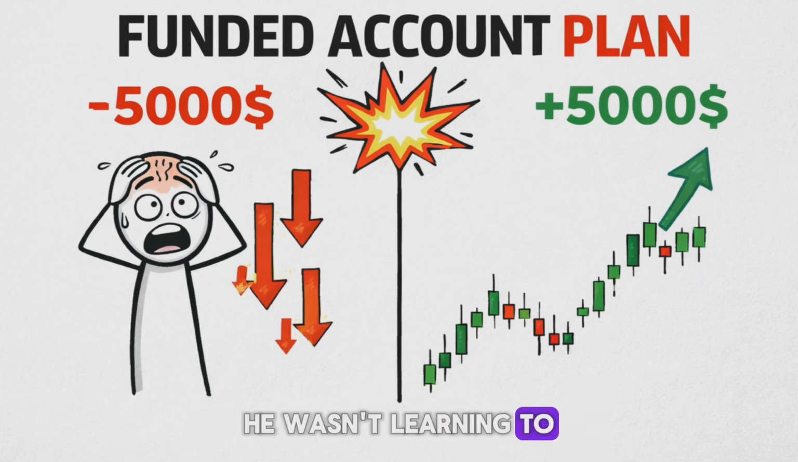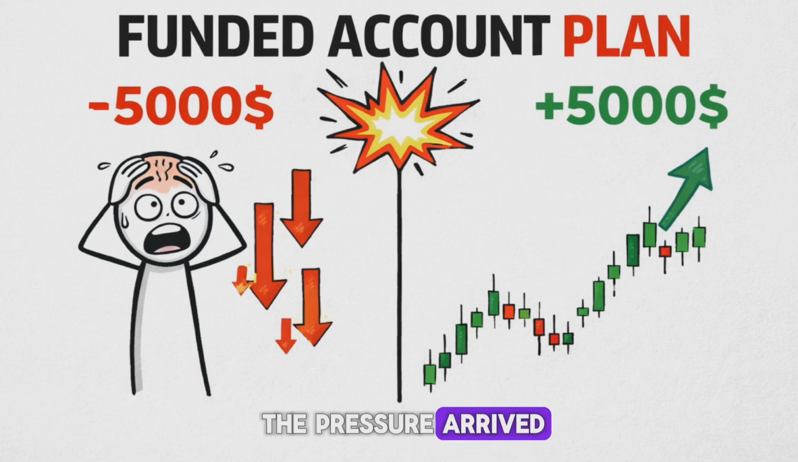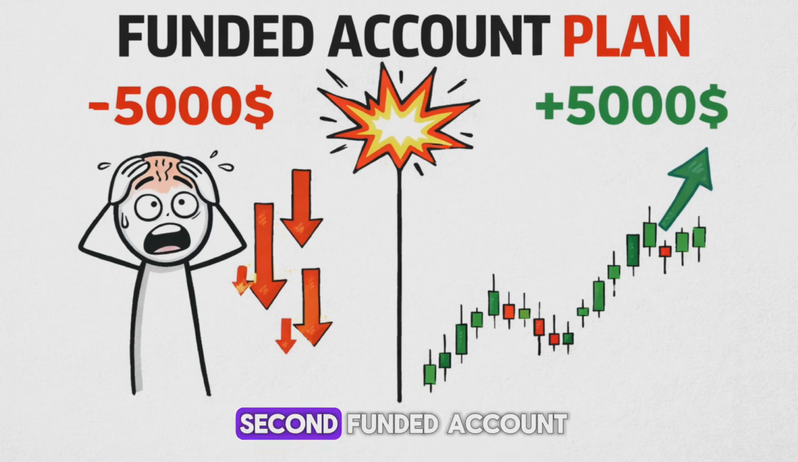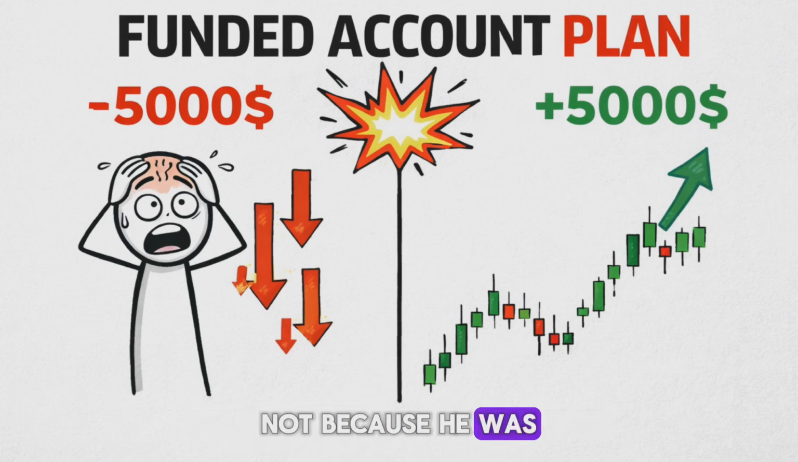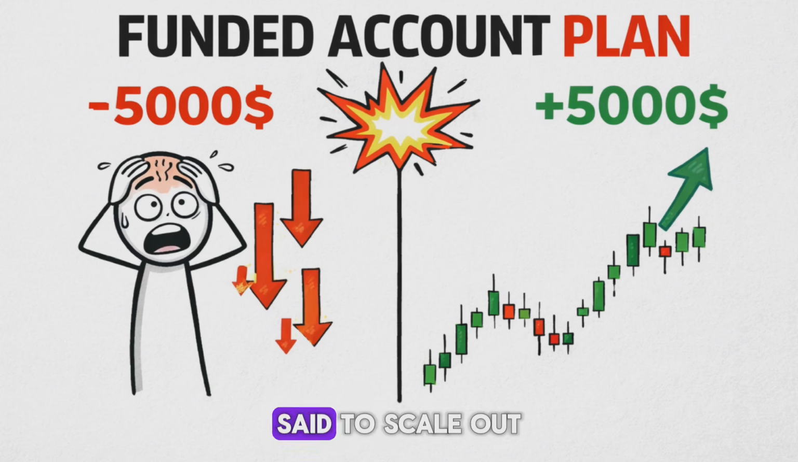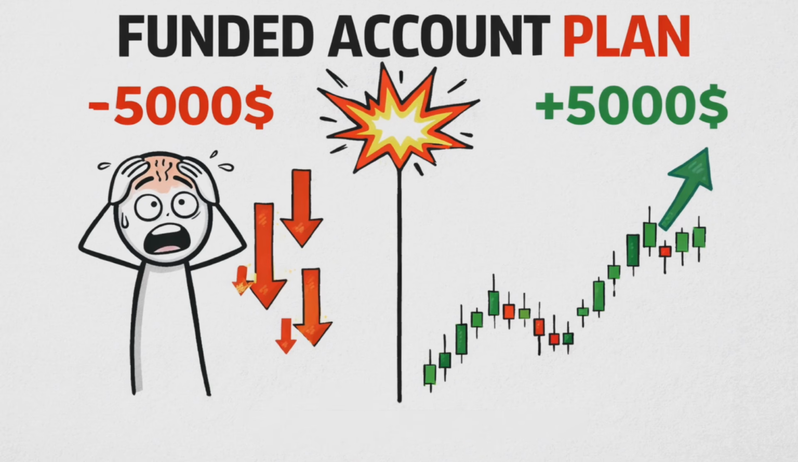He wasn't learning to follow the rules under pressure. He had already built the habit of following them in the quiet, before the pressure arrived. 3 months into his second funded account, he requested his first payout. Not because he was in a rush, because his rules said to scale out at a certain profit level, and that level had been reached. That is what this process looks like when it works.